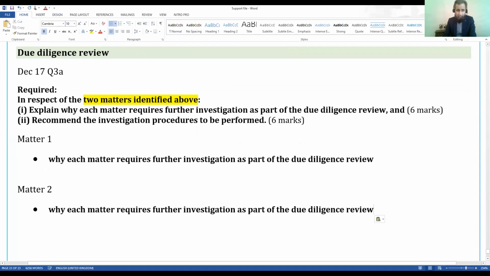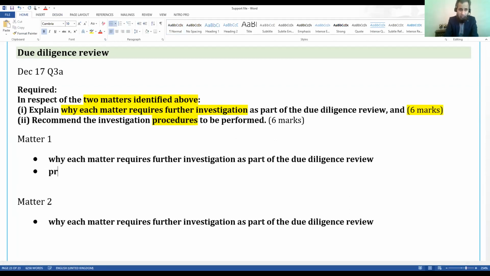So first of all, we have to focus on why each matter requires further investigation to score marks. And the total 6 marks are bifurcated into matter 1 and matter 2. Then you have to recommend the procedures to be performed on matter 1 and matter 2. So for matter 1, you need to write procedures. For matter 2, you need to write procedures.